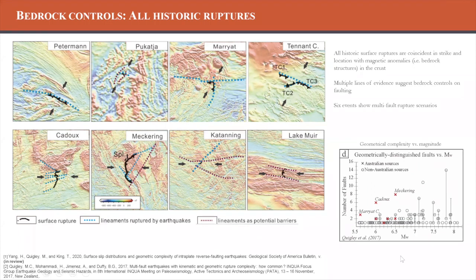And if we compare that to a global database that some colleagues put together a few years ago, we have magnitude along here, a number of faults that were interpreted from these earthquakes globally. And you can see that some of these Australian earthquakes map as really quite complex faults for their magnitudes, right? So they're the highest number of faults for their magnitude. So quite interesting fault dynamics going on in this Australian crust.